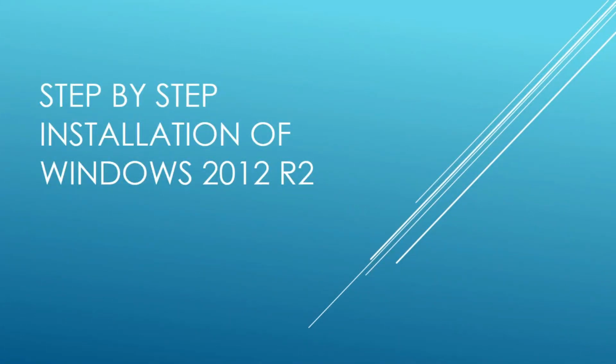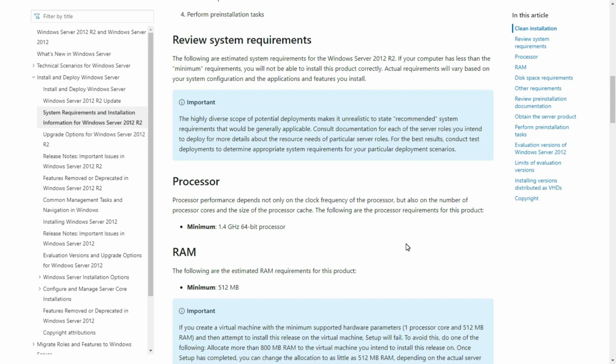Hello guys, in this video we'll cover the installation of Windows 2012 R2. In my case, I will be installing it on the VMware Workstation. At first, we will see the minimum requirement for the 2012 R2 operating system. We will have a look at the same from the Microsoft website.